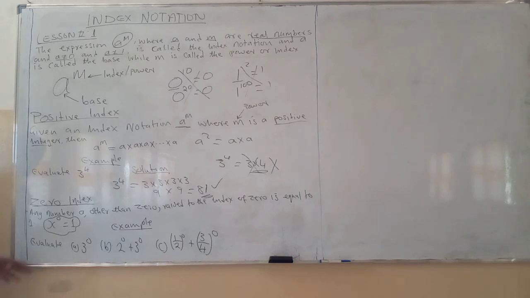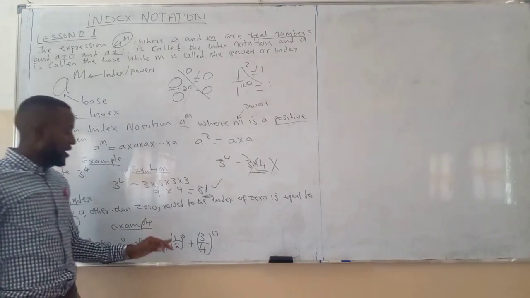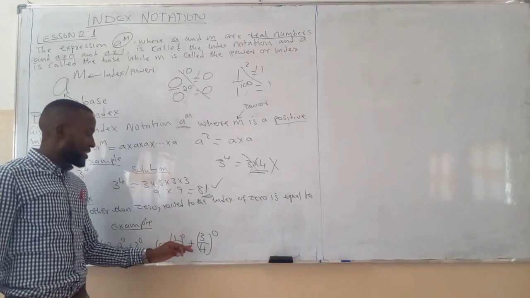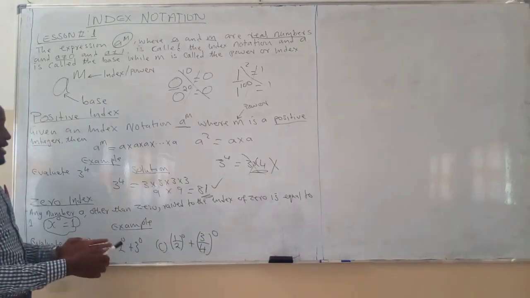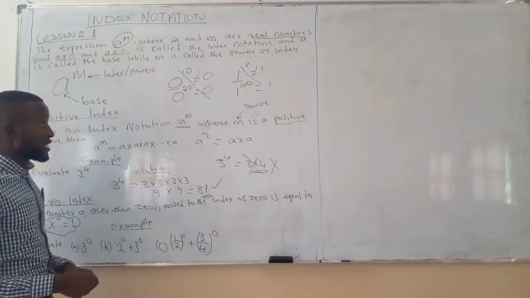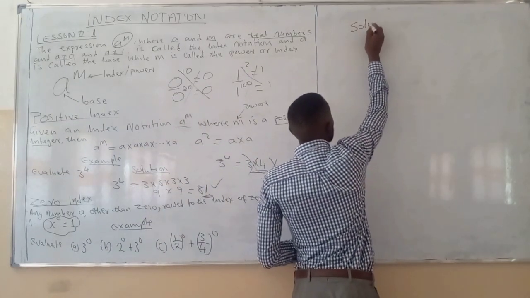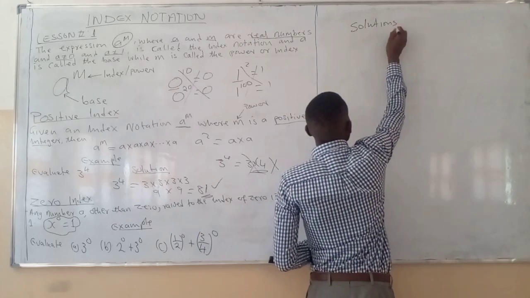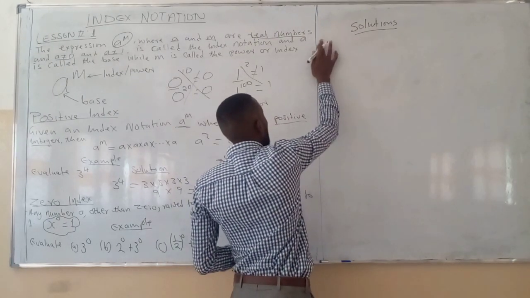Okay, so now let us have this example. Let us look at the example. Evaluate: A, 3 to the power 0; B, 2 to the power 0 plus 3 to the power 0; and C, 1 over 2 to the power 0, plus 3 over 4 to the power 0. Now, the interesting part of question C we shall see. Now let us do the solutions here. So the solution is number 1.